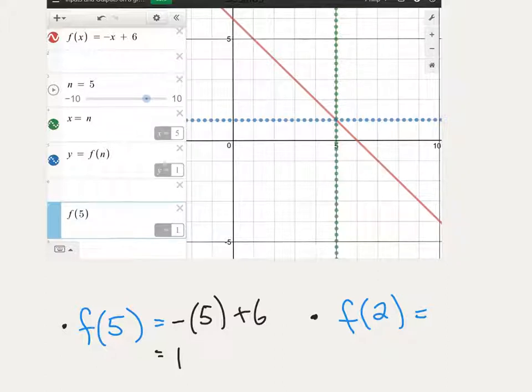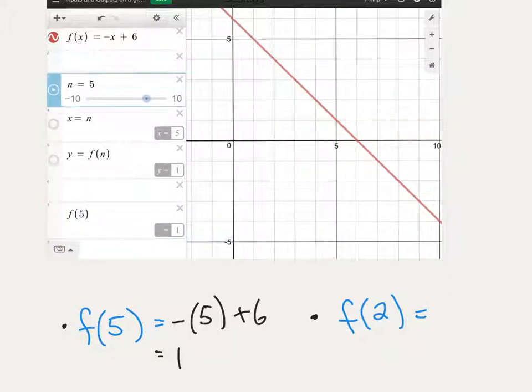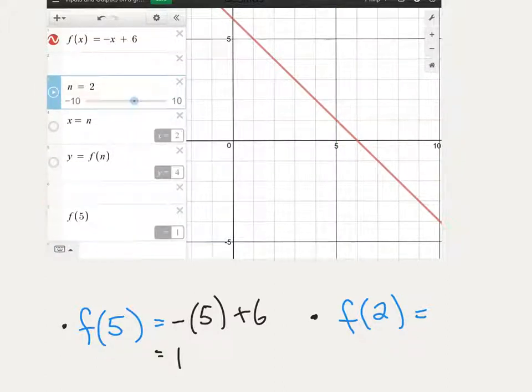All right. So now let's work through this example, f of 2. On this Desmos worksheet, I'm going to change this n to be a 2. I'm going to find 2, and draw in this vertical line.